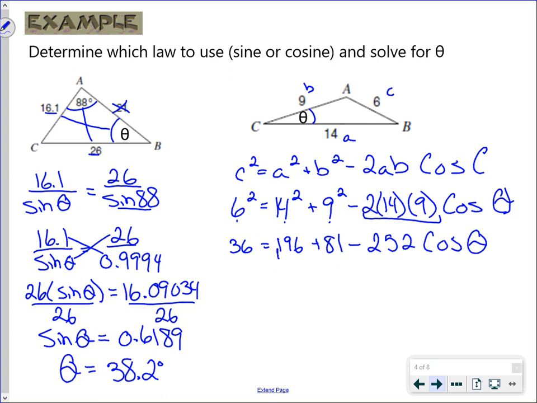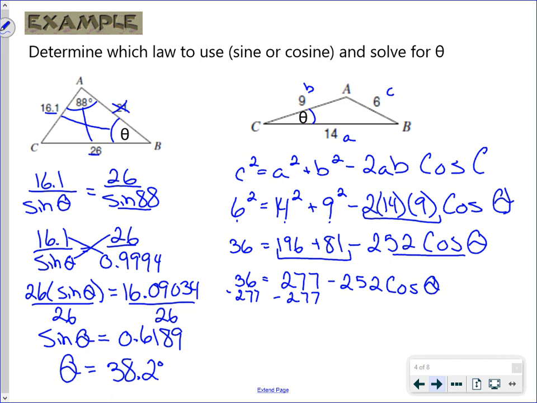So next we want to add together these first two numbers, so 196 and 81. Remember, we don't subtract the 252 because it's being multiplied with the cosine of theta, so that is all one piece that's connected. So we'll end up with 36 equals 277 minus 252 times the cosine of theta. The next part, we want to start to isolate our cosine of theta, so we're going to subtract our 277 from both sides. When we do that, we get negative 241 equals negative 252 times cos theta.